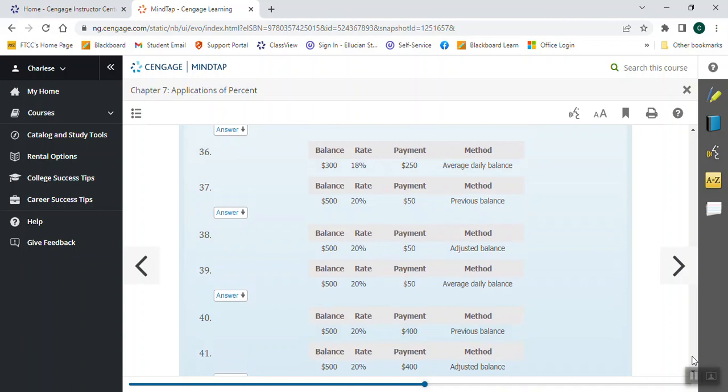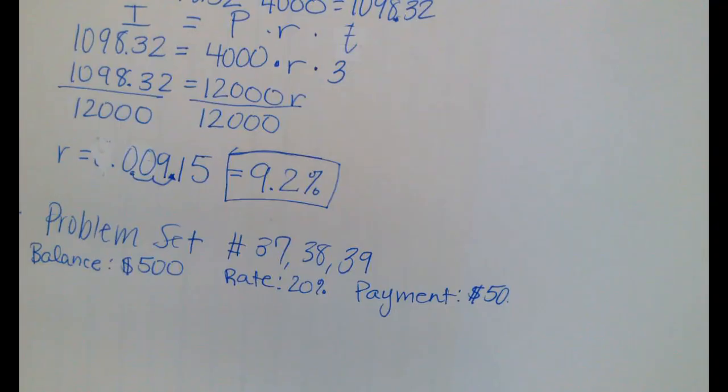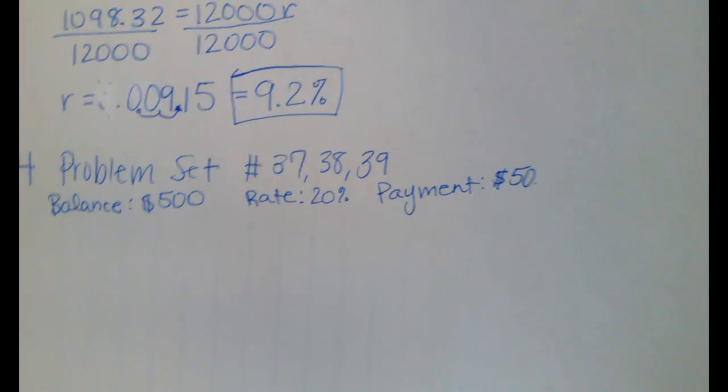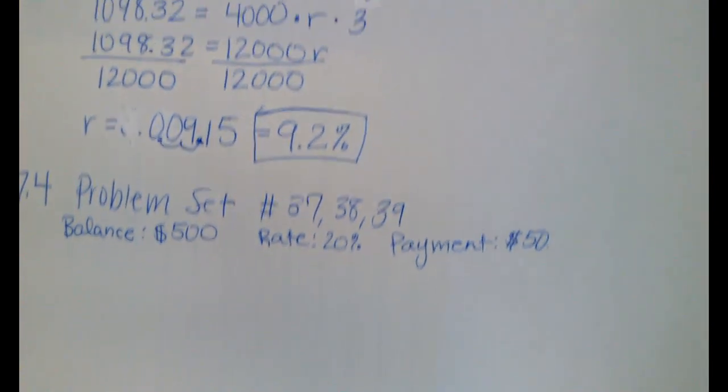So we have a balance of $500. I'm just writing this down on the paper so I can flip over. Rate of 20%. And payment of $50. So you realize I don't have my glasses, so I hope I'm reading this right. Okay, so here we go.